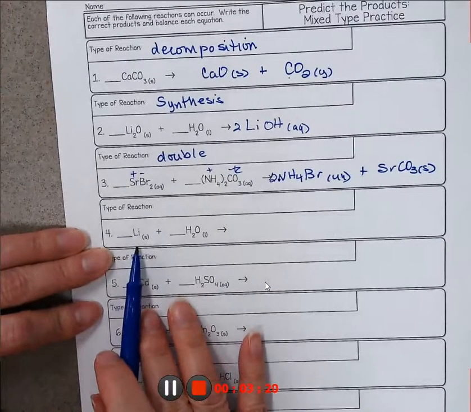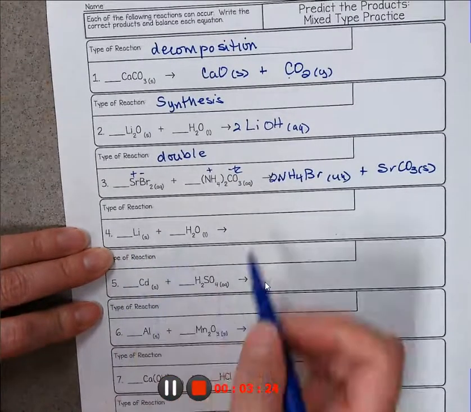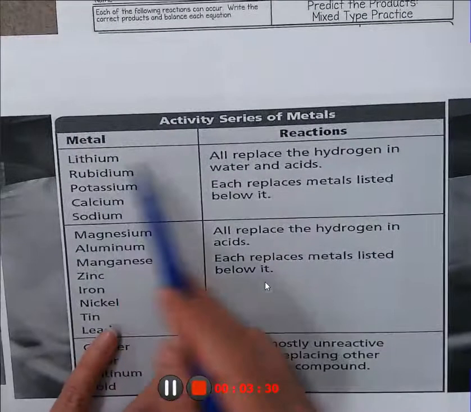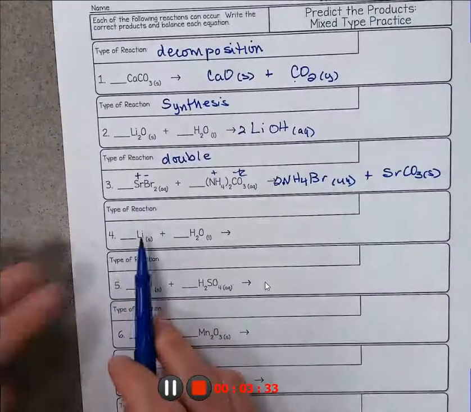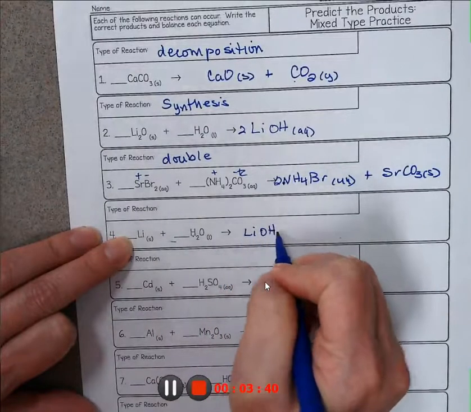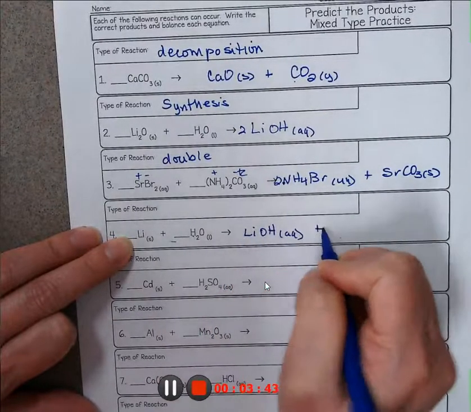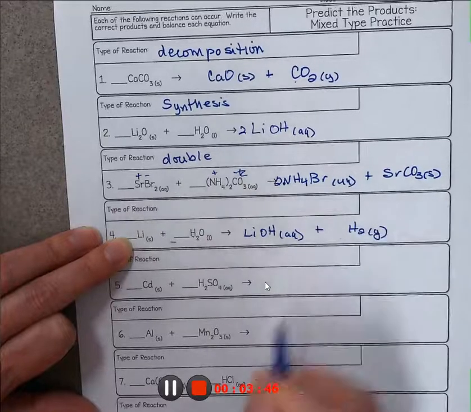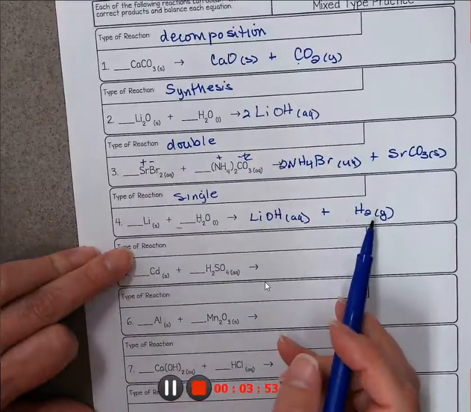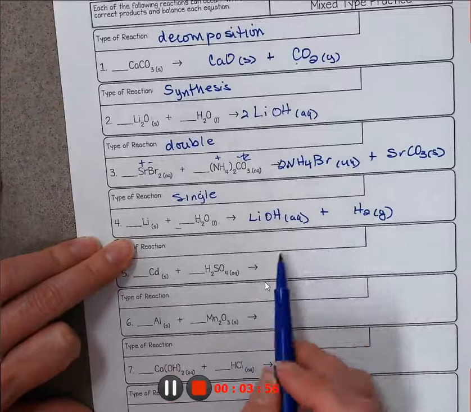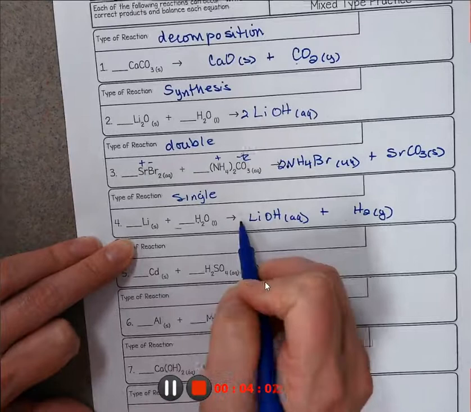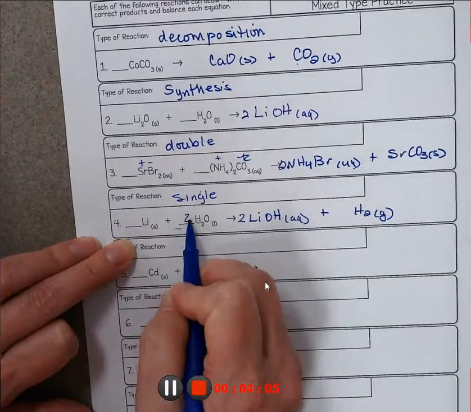Here we have lithium reacting with water to produce, if you look at your little sheet, lithium is on our sheet. Lithium can replace the hydrogen in water. So if lithium replaces the hydrogen in water, we end up with lithium hydroxide, which is soluble, and hydrogen gas. And that's an example of a single. And then we need, let's see, what all do we have here? We have 1 oxygen, 3 hydrogens, so it looks like we're going to need to make that 4 hydrogens for 2 oxygens and 2 lithiums.